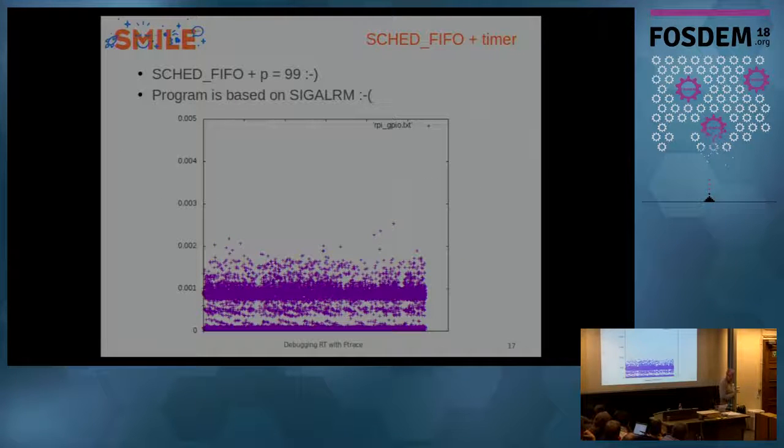So SCHED_FIFO with the timer is awful. You have a line here, but with a kind of cloud around. It's not a cloud. This is not a point. This is a legend. Okay, because every time I show the picture, everybody says why is the point here? It's a legend.